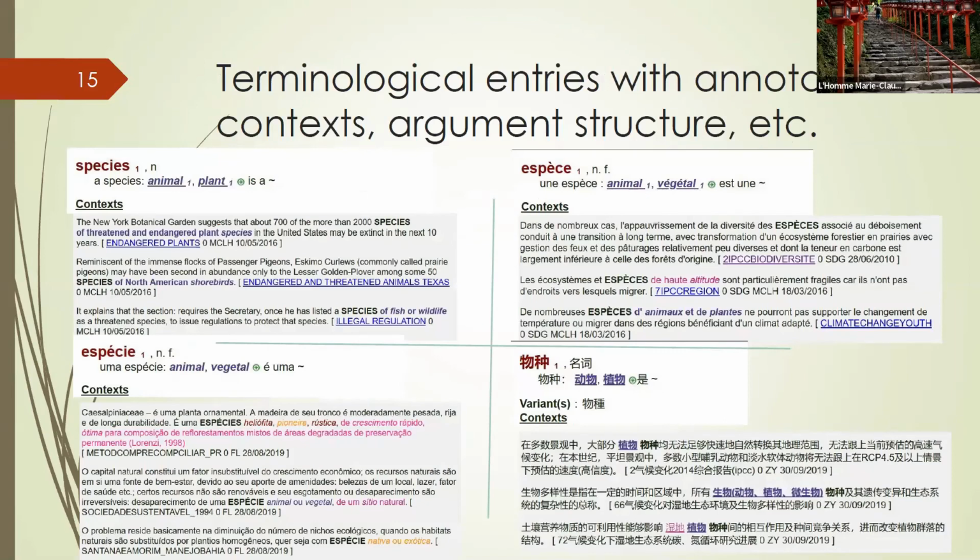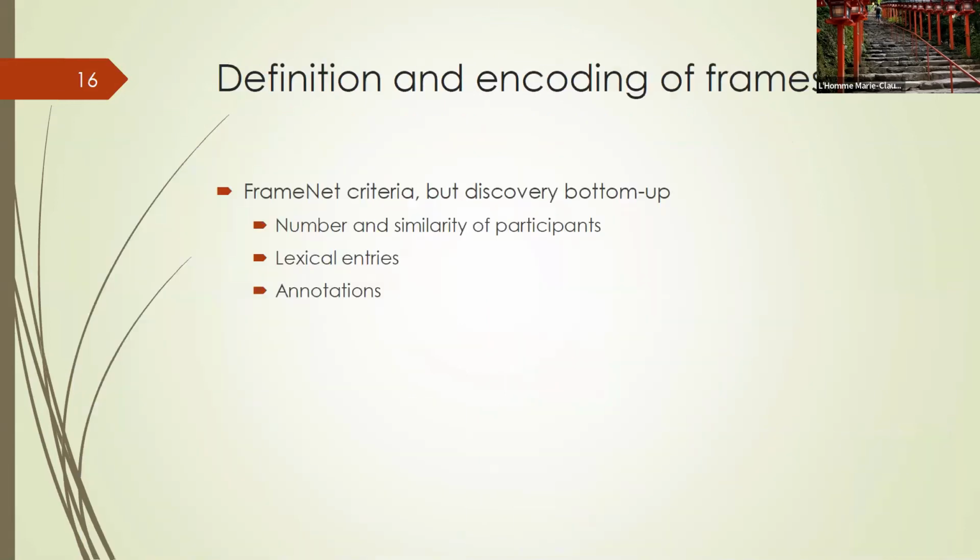So once we selected terms and annotated contexts, we have terminological entries in different languages. Here you can see examples in English, French, Portuguese, and Chinese. Among these terminological entries, what we try to do then is find possible frames and then encode them. We refer to the criteria given in the book, but our discovery is still very bottom up.